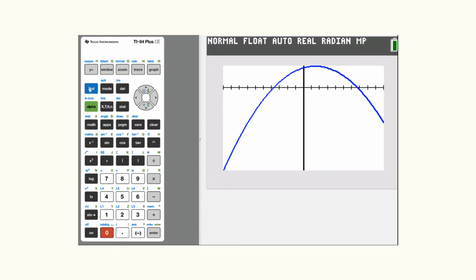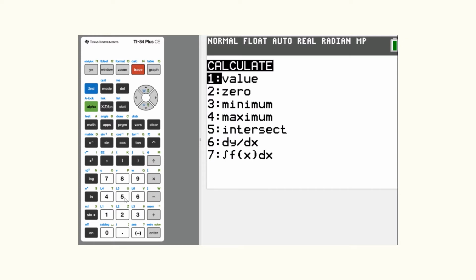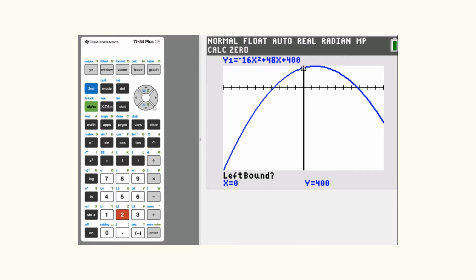We really want to just demonstrate how we can use this calc feature. So I'm going to go second trace or calc, and this time I'm going to choose option 2 or zero. I can see my cursor's up there at the top, so I'm just going to move it along, and you can see it's moving along the axis. I want to get it just above the x-axis. Okay, that looks just above the x-axis. It says left bound, and I'm going to hit enter. Now I'm going to move it to the right bound, just below the x-axis, and that looks to be below the x-axis. I'm going to hit enter.